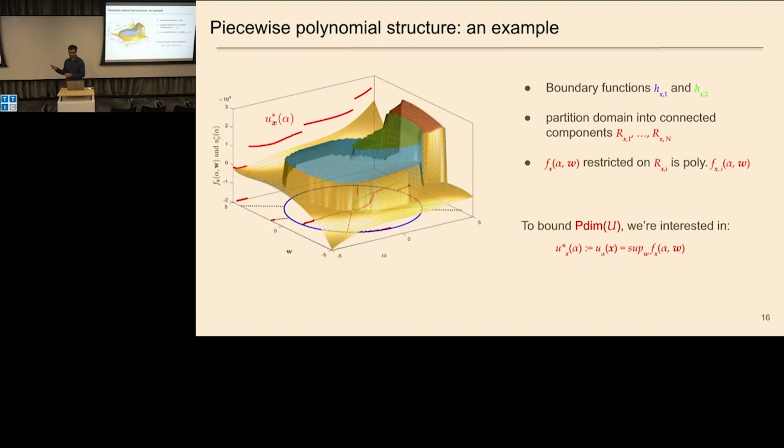In order to do that, we are interested in this dual function. There is this picture which captures the dual function on the left, which is doing this maximization over W. So you get this function in red, which is this piecewise structured function where you don't even know the closed form of the pieces, but we hope to give some sufficient structure on this U star X in order to give the bound on the pseudo dimension that we care about.